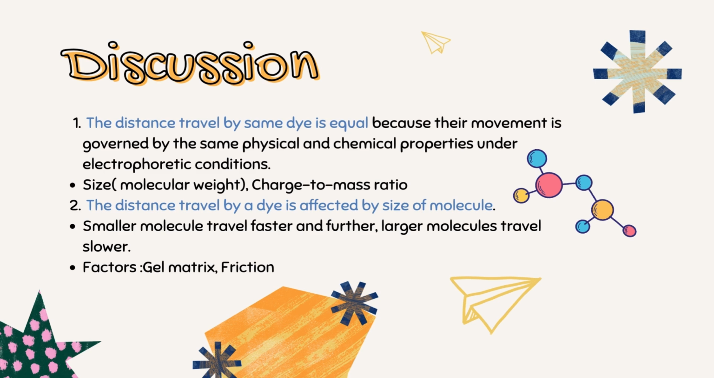Next is the charge to mass ratio. The electric force acting on them is proportional to size, causing similar sized DNA fragments to migrate equally. Secondly, the distance traveled by a dye is affected by the size of the molecule. Smaller molecules travel faster and further. Larger molecules travel slower. Factors that influence the distance traveled are gel matrix and also friction.